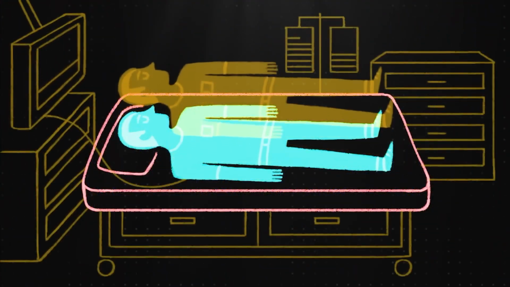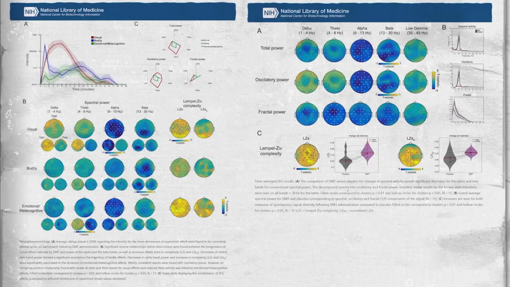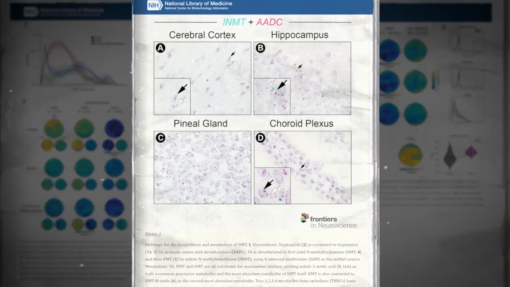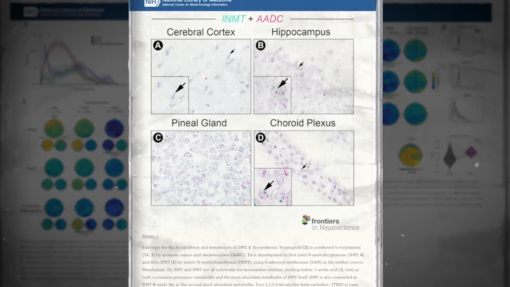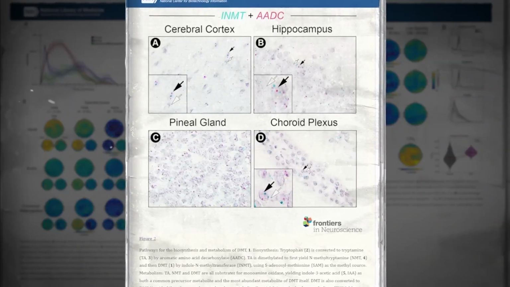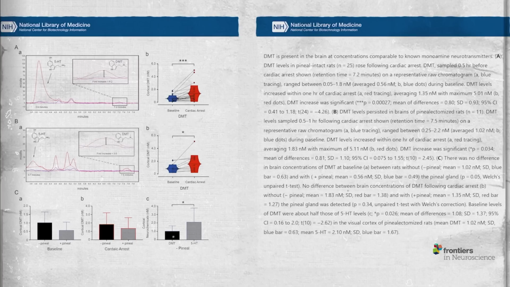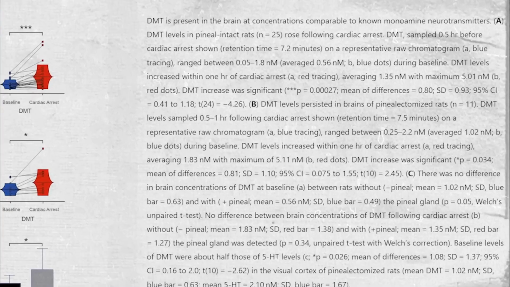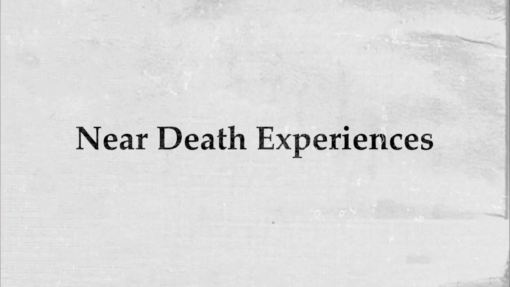The exact endogenous function of DMT in the human body is still being researched. Recent studies have indicated that DMT is produced in the pineal gland, choroid plexus, and brain. Intriguingly, its levels were observed to increase in the visual cortex of rats during cardiac arrest, leading to hypotheses about its potential role in near-death experiences.